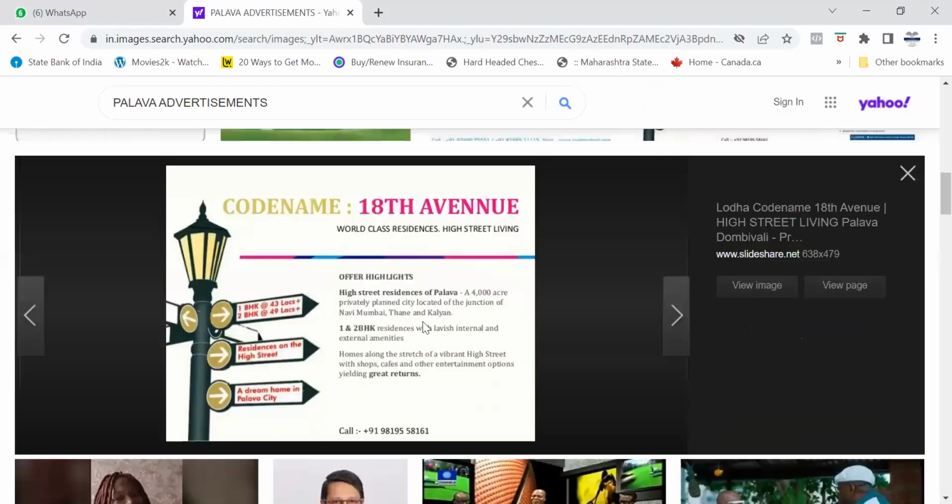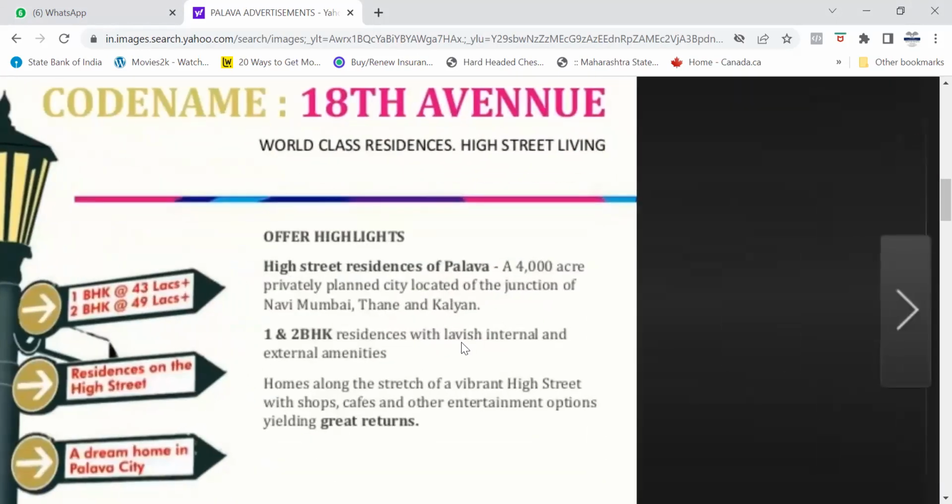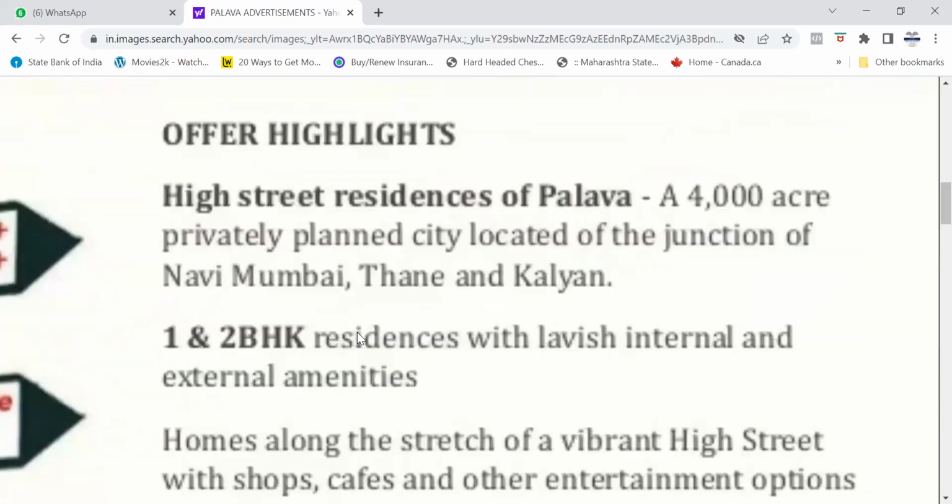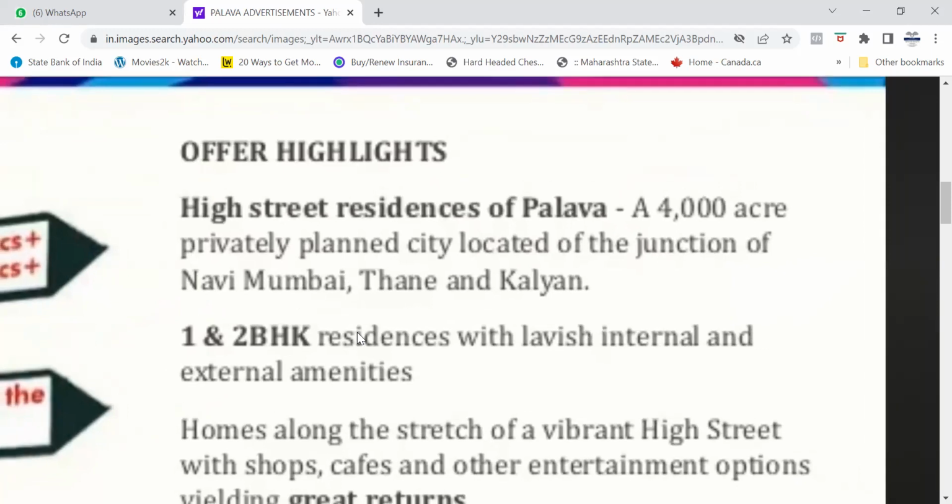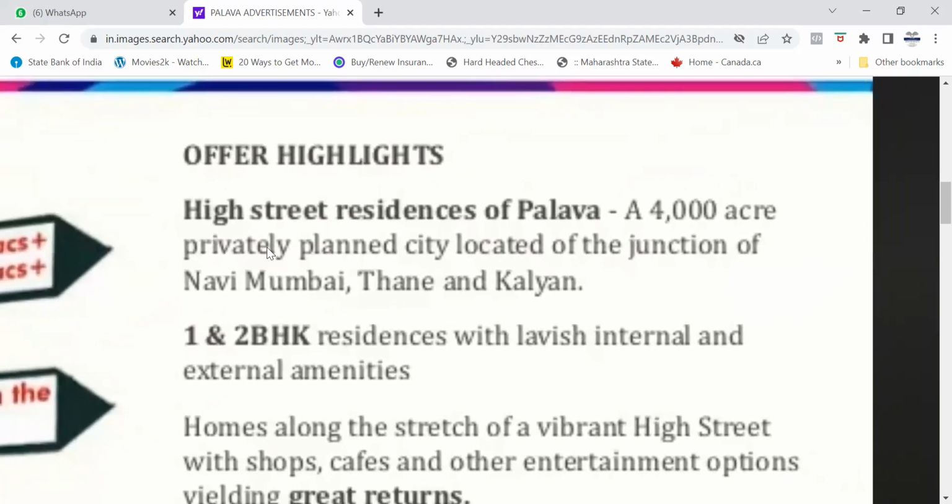Can you see this? Lavish, lavish. See the word lavish. Internal and external amenities. मतलब उसके अंदर भी building के अंदर और building के बाहर भी amenities है. Okay, there are 2 BHK residences, not houses, residences. Okay, it's a privately planned city. मतलब government का म्हाड़ा नहीं है वो. It's a privately planned city.